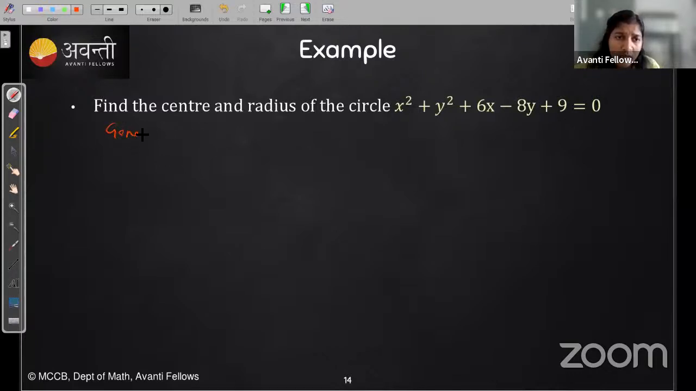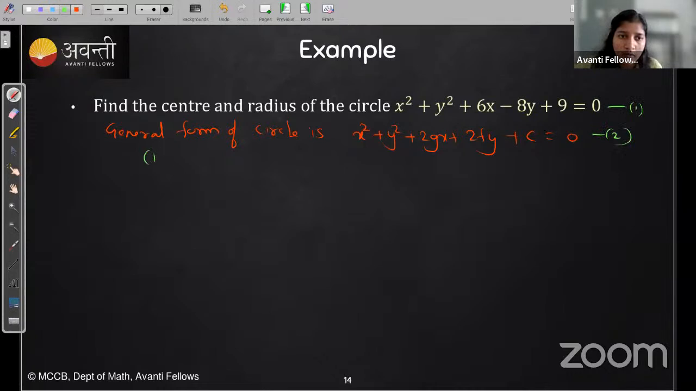So what is the general form of our circle? General form of circle is x square plus y square plus 2gx plus 2fy plus c equal to 0. Okay, now just compare 1 and 2. From 1 and 2, what is the g value? Okay, very good, Jane, very good. So g is what? 6 here. F is what?